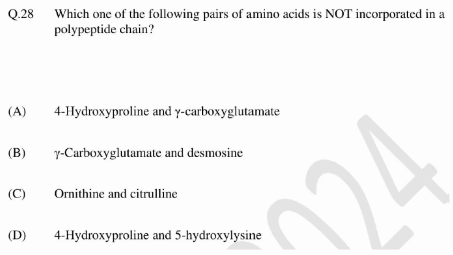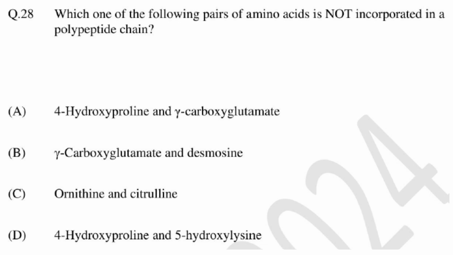So coming to the first question. Which one of the following pairs of amino acids is not incorporated in a polypeptide chain? 4-hydroxyproline and gamma carboxyglutamate are post-translationally modified amino acids and they can be found in proteins. 4-hydroxyproline is found in collagen. Gamma carboxyglutamate is found in proteins as well.